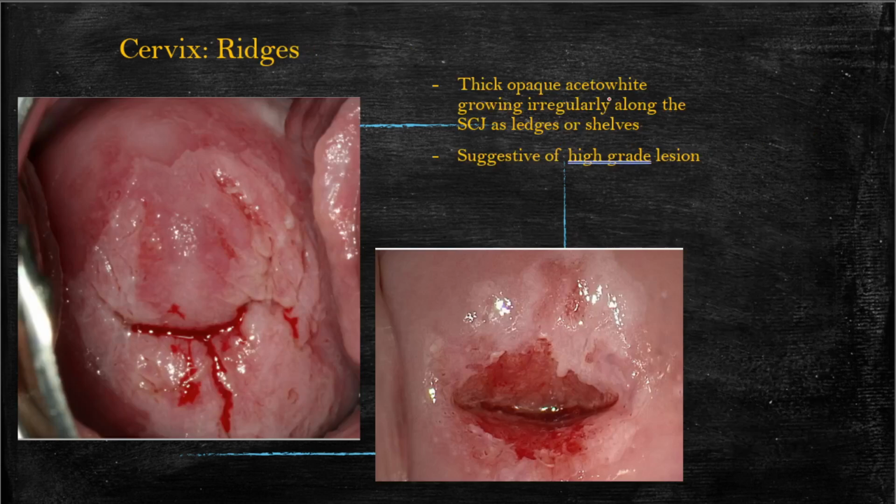Cervical ridges are thick, opaque, aceto-white areas that have irregular borders. They tend to grow right along the squamocolumnar junction. They look like little ledges or shelves, and again, they're suggestive of high-grade lesions as well. So you can see this here, and this little overhanging shelf there, the little divisions over here as well, and you can see the aceto-white change that's happening in this area that is thick. And same thing over here.